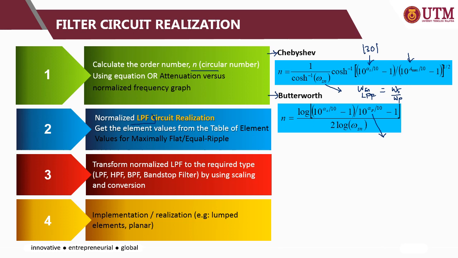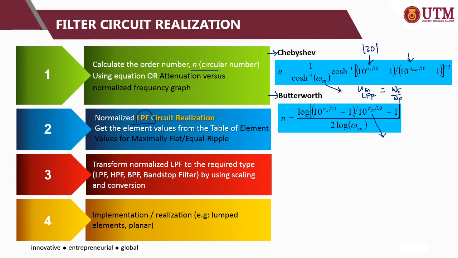Alright, next, once you have the n, the filter order number, you will come up with the normalized low pass filter circuit realization. So you will be referring to a table, either the maximally flat or Chebyshev filter, depending on the ripple factor for Chebyshev. So you'll get the low pass filter circuit realization.